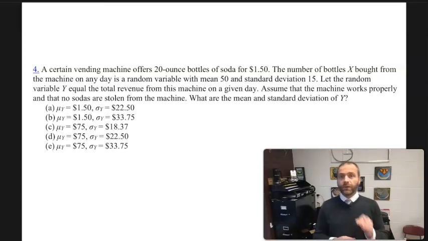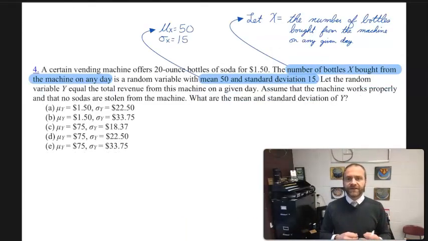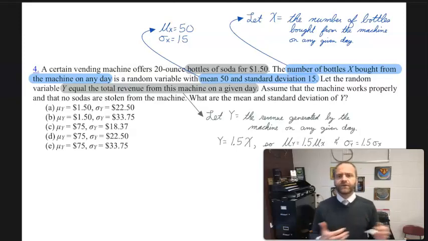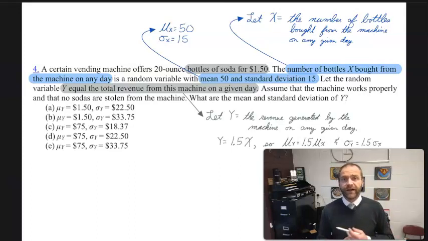So we're being asked for mu of Y and sigma of Y, not mu of X and sigma of X. Keep that in mind. So we are first given information on mu of X and sigma of X. You can see I have that highlighted in blue. Mu of X equals 50, sigma of X equals 15. But the problem tells us we want to look at the random variable Y, the revenue generated by that random variable X if they're sold for $1.50 each. So in that case, I'm given that information. Y is the revenue generated by the machine on any given day. So that means Y equals 1.5X.